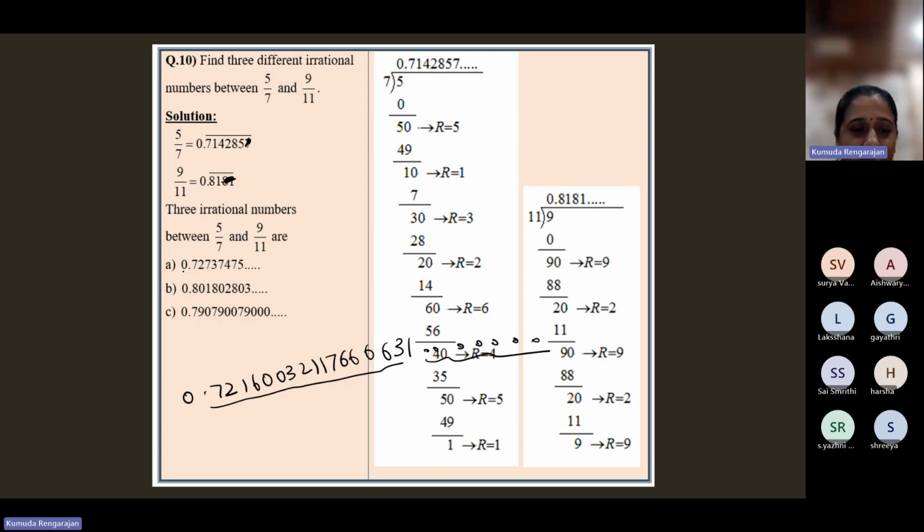Just start with 0.72, children, and write whatever you want after it. But you should make sure that a digit or a set of digits do not repeat. There should be no pattern. That repeating pattern should not be there in the decimal part. And use the dots. The dots say that it should be non-terminating and non-recurring. So make sure.